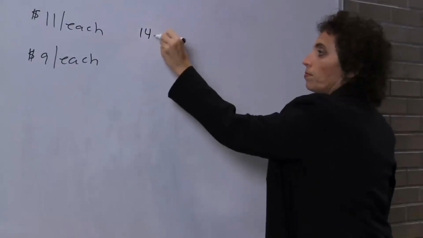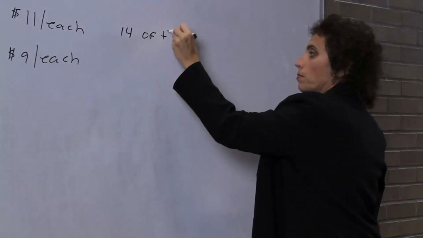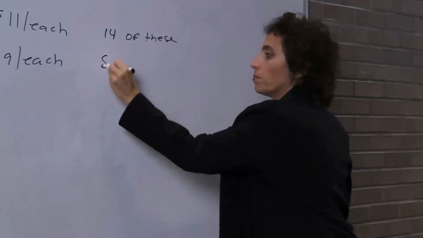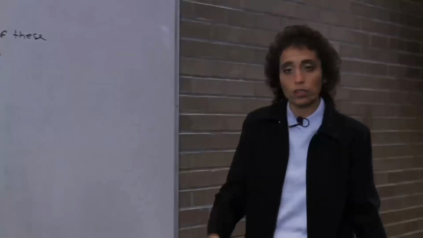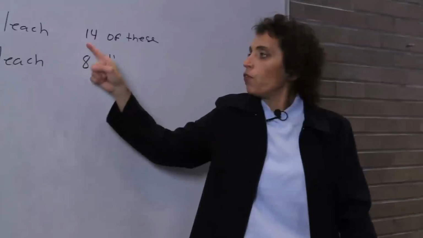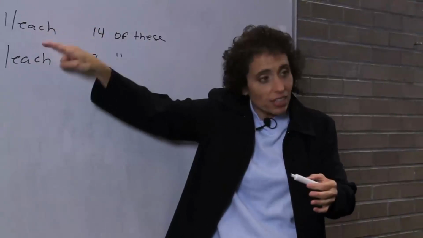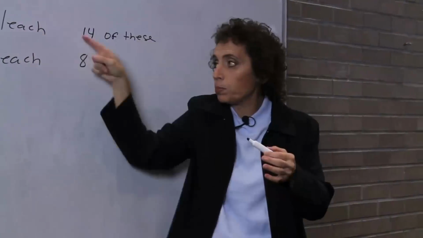Okay, he bought 14 DVDs, and he bought 8 CDs. And you want to know the total cost. Well, he bought 14 of these, each at $11. That's repeated addition: 11 plus 11 plus 11 plus 11, 14 times. So I have to multiply here.